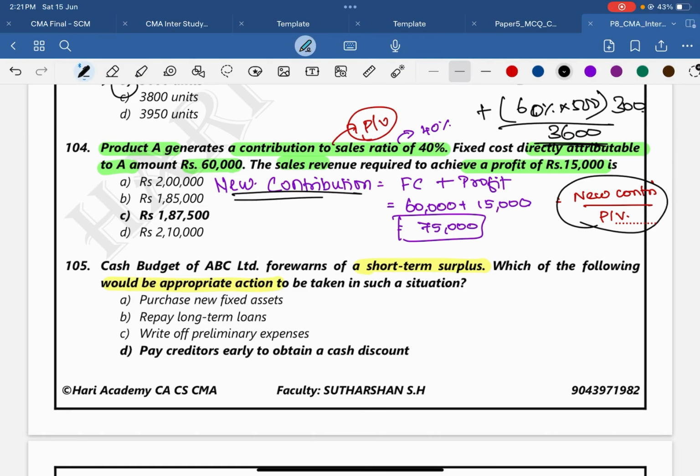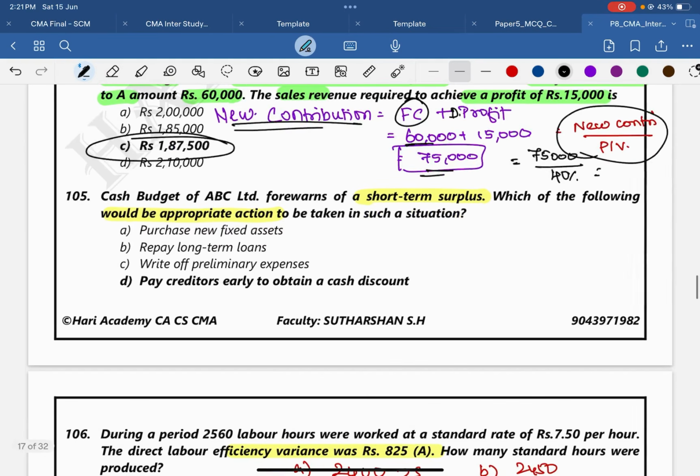What is the new contribution? Fixed cost plus desired profit. What is the profit you need to achieve? Fixed cost is 60,000, which remains the same irrespective of the level of production. Profit is 15,000. If you add, totally 75,000. What is the new contribution? 75,000. What is our PV ratio? 40%. 75,000 divided by 40%, you will get 1,87,500.